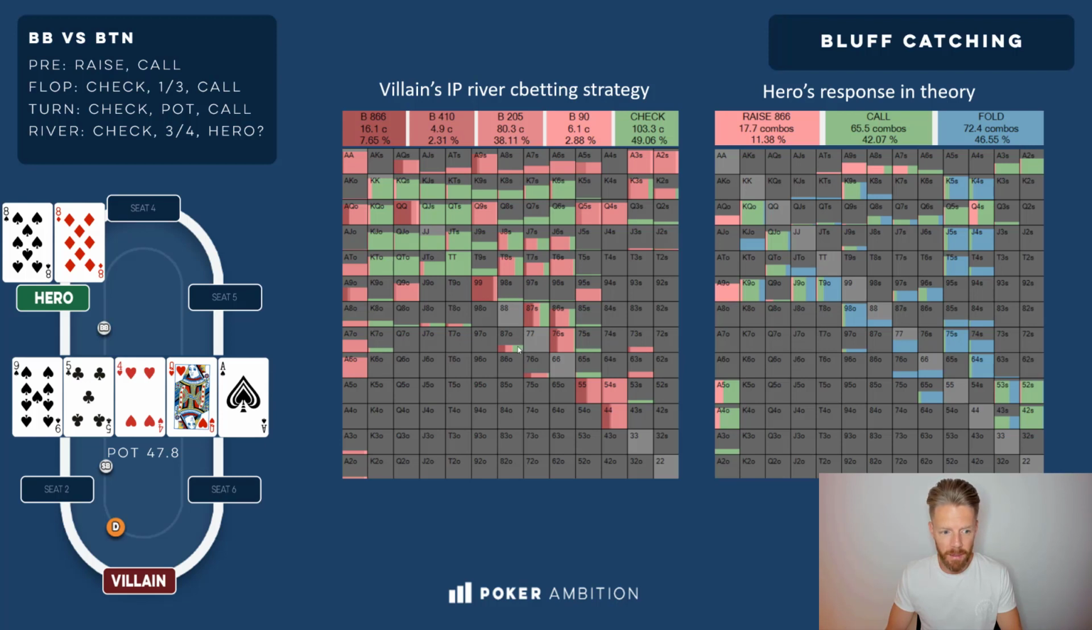7-8 again is checking some of the time. King 8 is checking at a high frequency. Actually, all King X are checking. King Jack, King 10, King 8, King 7.